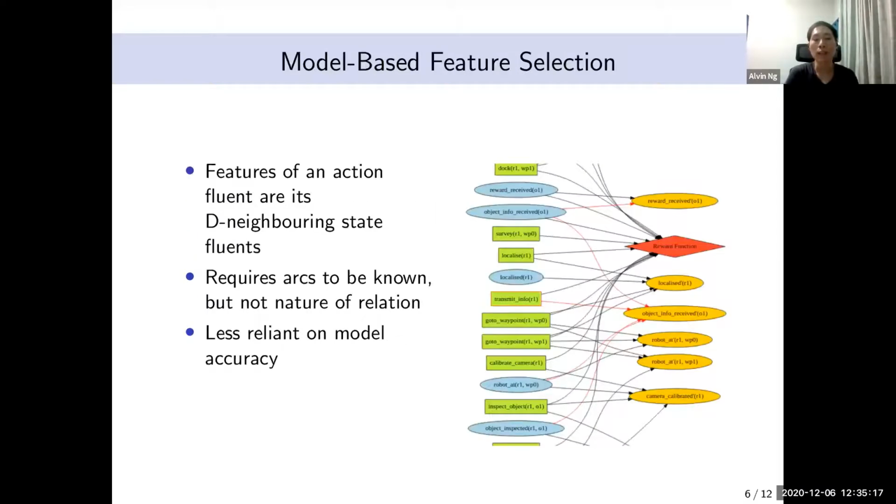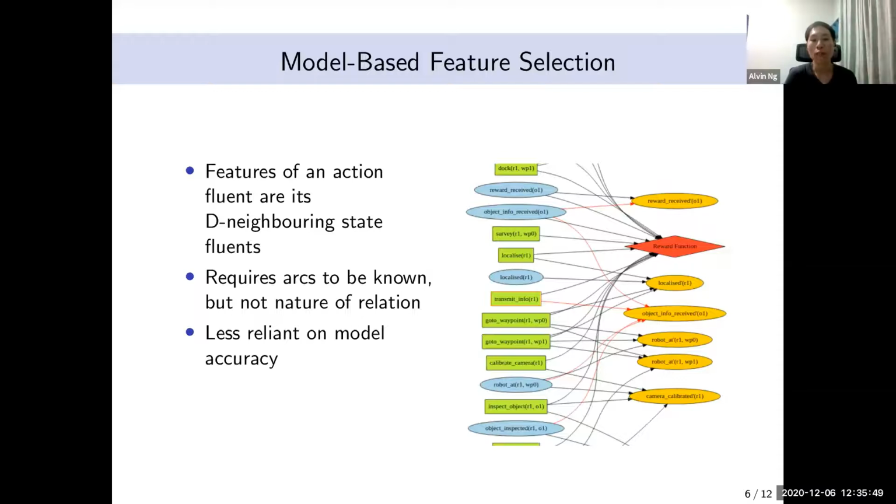The second aspect is that IFDD+ requires an initial set of features. This can be the set of every single state fluent. However, some of them could be unnecessary to estimate the Q value of an action. Therefore, we propose a model-based method where we look at a 2x slice DBN representing the transition function. The features of an action are then its D neighbors. If D is equal to 2, then the features are the neighbors and the neighbors of the neighbors.